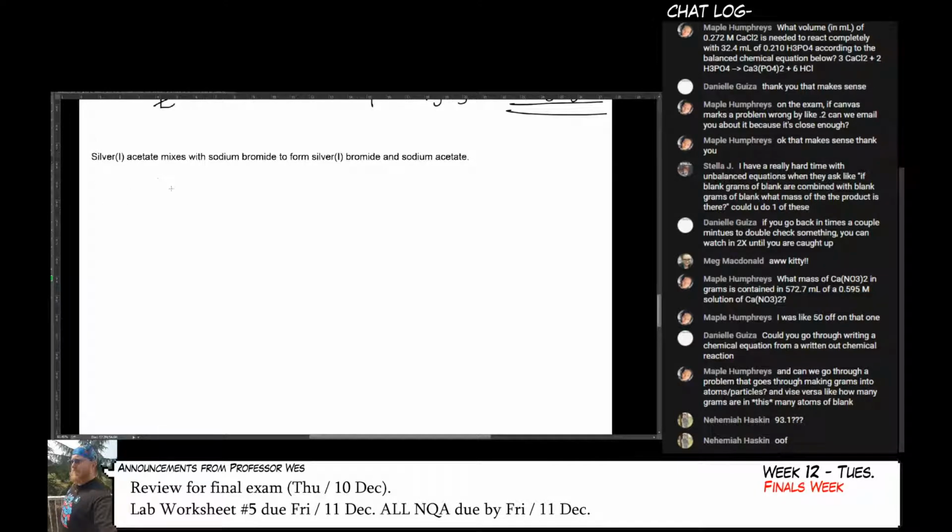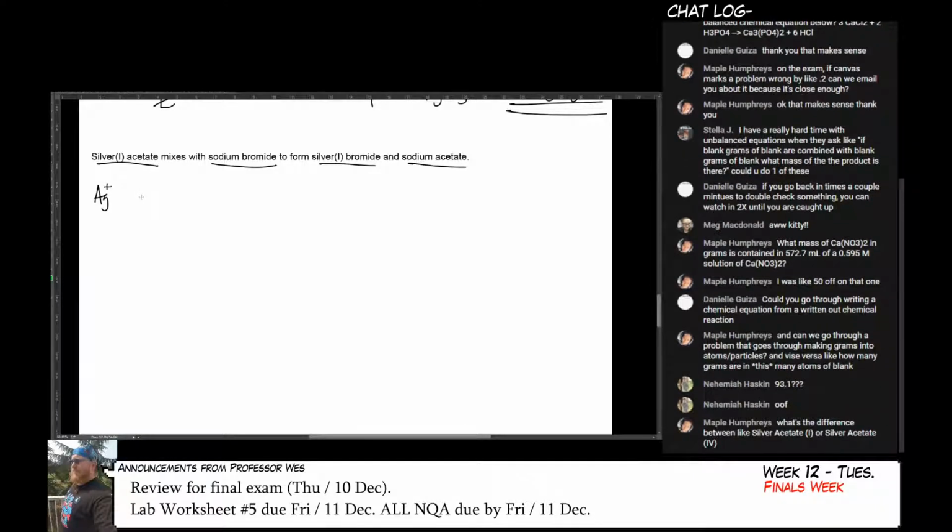Anyway, so what we're going to do, we're going to take each of these compounds and try and write their formula and then make an equation out of it. So first we want to look at silver 1. So that's that. And then acetate would be this. What's the difference between silver acetate 1 or 4? So what does this thing do? That little 1 there means it has a +1 charge. And remember something like this. The Roman numeral tells you what the charge is.